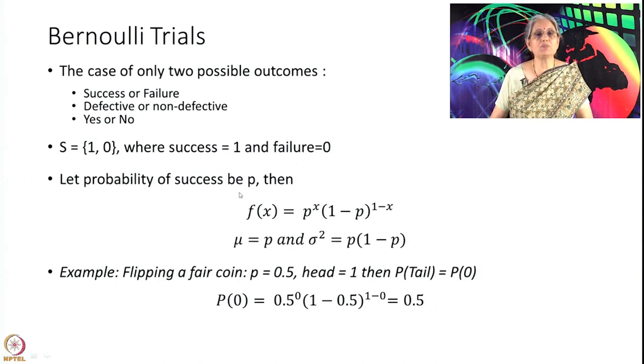Let the probability that a Bernoulli trial is successful be P. Then the PMF, the probability mass function f of x, is defined as P to the power x multiplied by 1 minus P to the power 1 minus x, where x will take value 0 or 1. In that case the mean value mu is P for the distribution, and the variance of the distribution is given by P times 1 minus P. I am going to leave the proof to the students to try out for themselves. Here is a very simple example of tossing a coin.